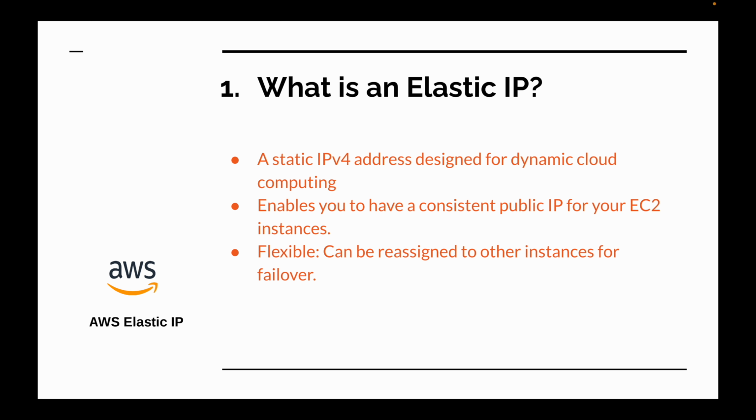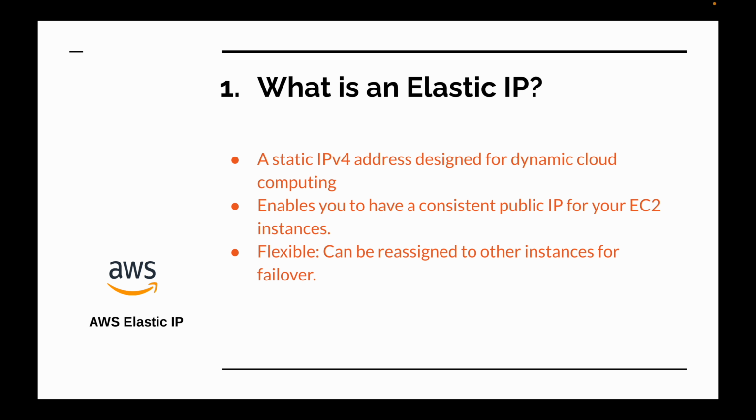So, what is an Elastic IP? It's a static IP version 4 address designed for dynamic cloud computing. Normally, AWS assigns your EC2 instance a public IP address dynamically when it's launched. However, this address changes if you stop and start the instance, which can be problematic if you need a consistent public IP for your application or users.